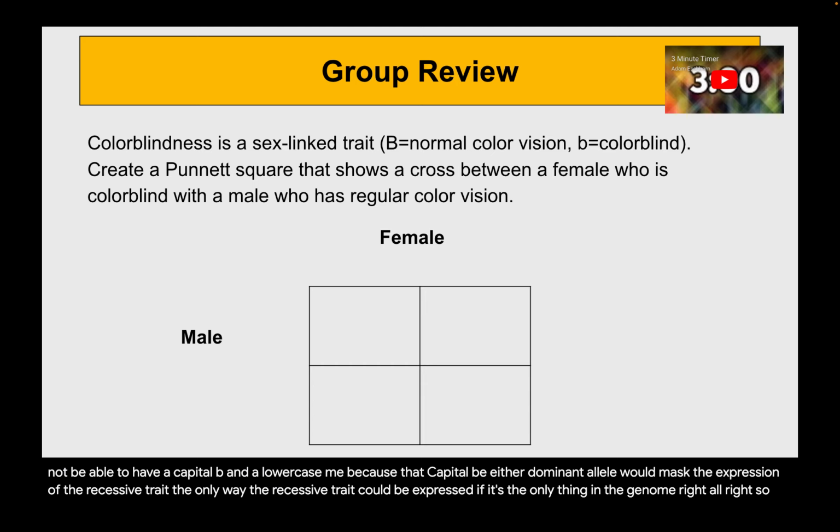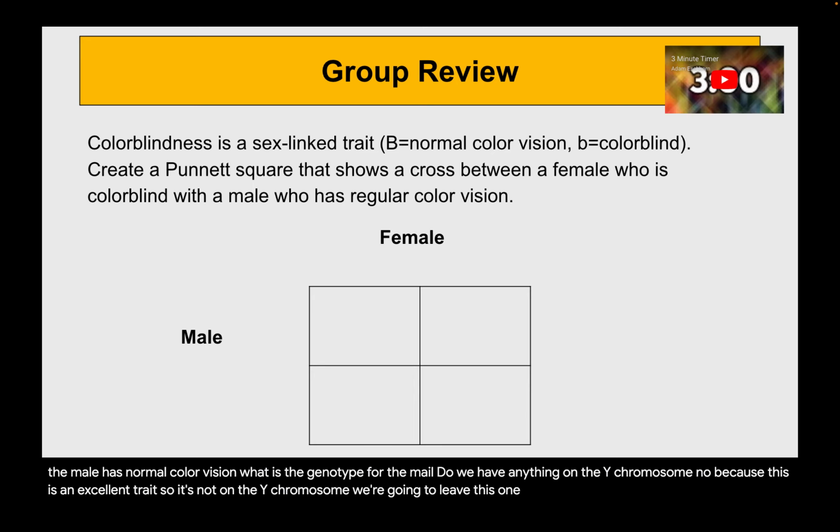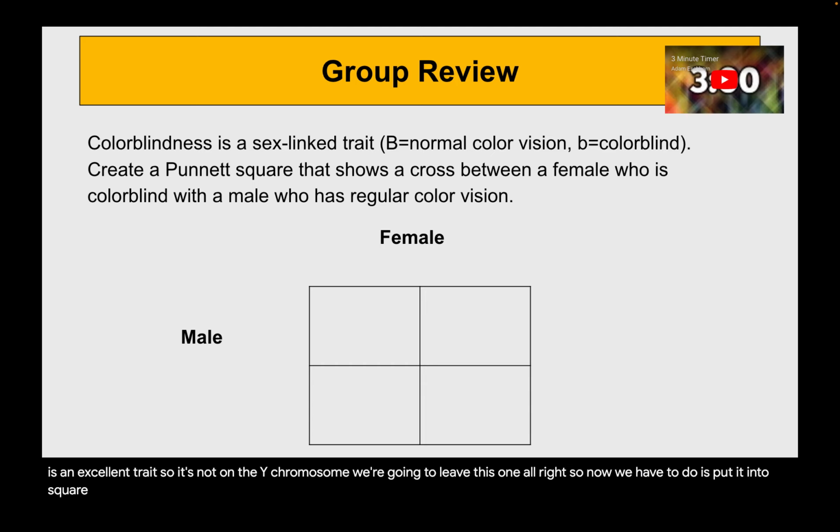All right, so the male has normal color vision. What is the genotype for the male? Yes, capital B. Do we have anything on the Y chromosome? No, because this is an X-linked trait, so it's not on the Y chromosome. We're going to leave this one empty. Now what we have to do is put it into our Punnett square. I'll put the female on the top row here.